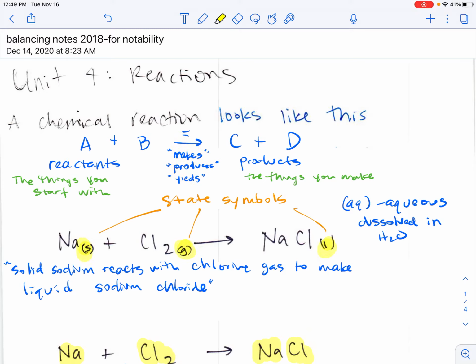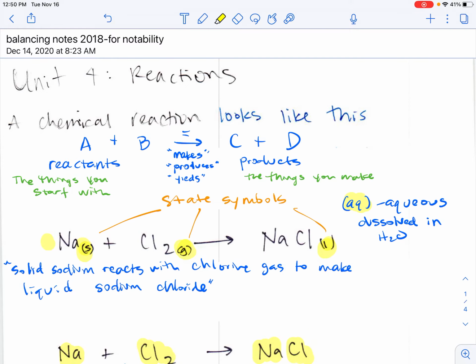That just tells you the state of the element or compound, so solid, liquid, and gas. And one of the most common ones is aqueous, which we'll get to second semester, but aqueous just means you dissolve that compound in water. A lot of times the reactions take place when you dissolve two solid compounds in water and then mix the water together. So if I was reading this reaction here, I would say that solid sodium reacts with chlorine gas to make liquid sodium chloride. Even though that's not really true, that's just what the state symbols mean.